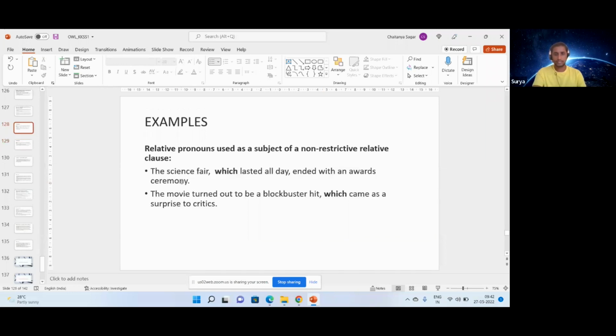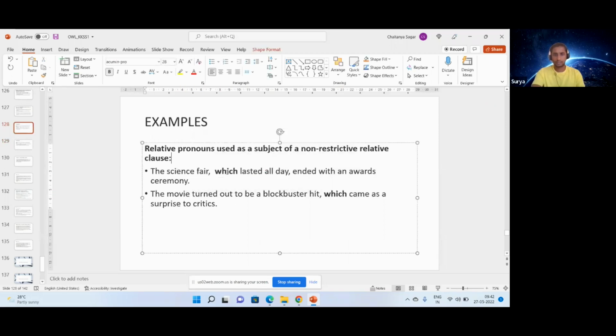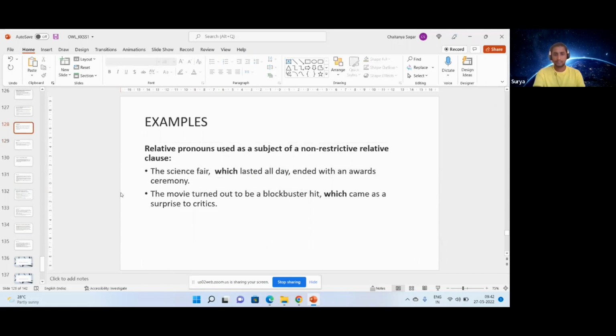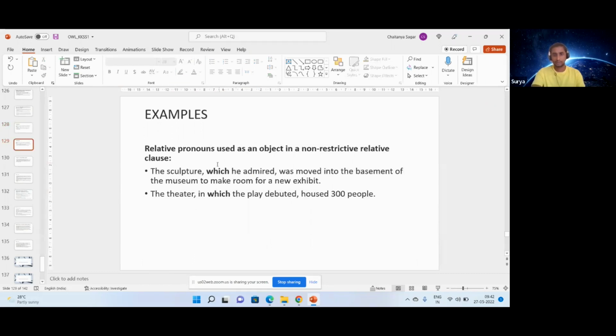In this case, non-restrictive relative clauses talk specifically about the subject, because here the relative pronoun is referring to the subject, the science fair. Science fair is the subject. And here also, which, what is which? You're talking about the movie. So this relative pronoun is referring to the subject. We'll see relative pronouns used for the object here in the next example.